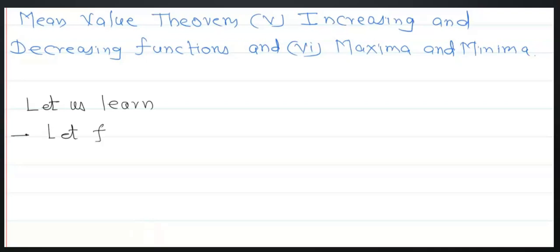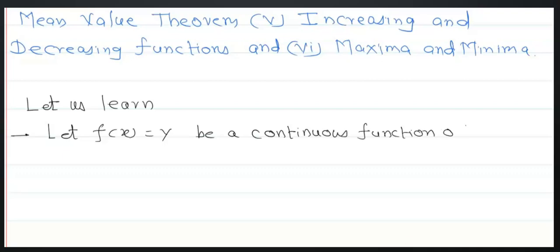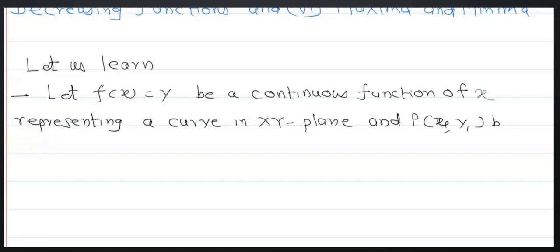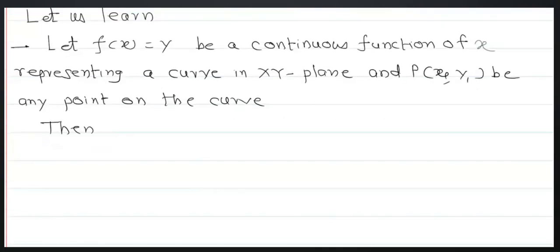Now let us learn application of a derivative in geometry. Let f of x equals y be a continuous function of x representing a curve in the xy plane, and P(x1, y1) be any point on the curve. That is y equals f of x. This is the curve, and P(x1, y1) is a point on the curve.